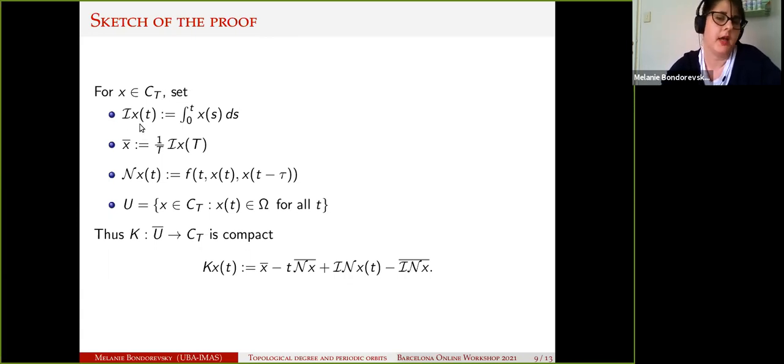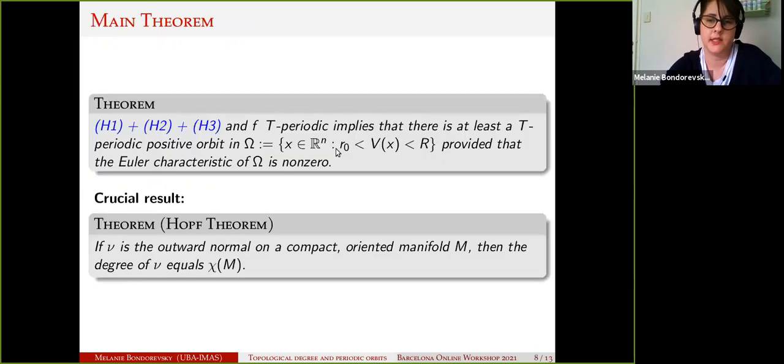Let's set I of x, the integral operator, just the mean of this operator, and then N of x, just f of t, x, x of t minus tau, that is called the Nemytskii operator for the ones who know it. So finally we set U, our important set, as the x in C sub t, the periodic continuous functions, such that x of t belongs inside of omega for all t. Again, where omega is this set, dependent on this guiding function.